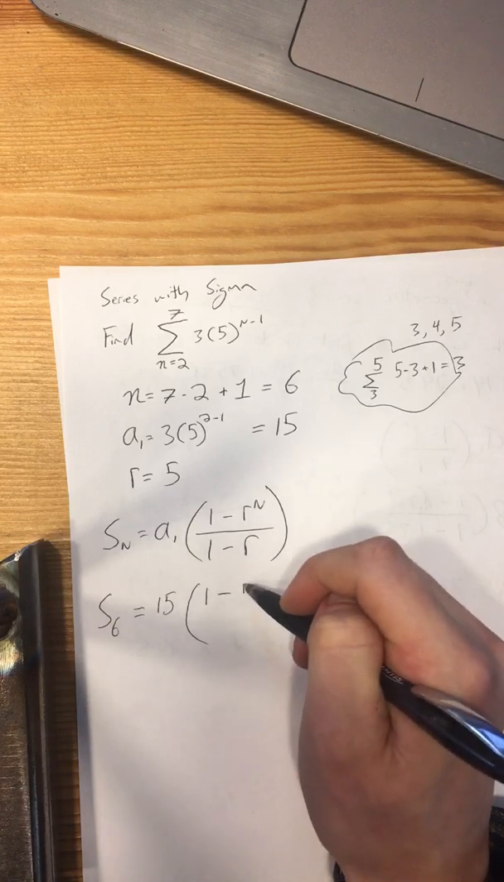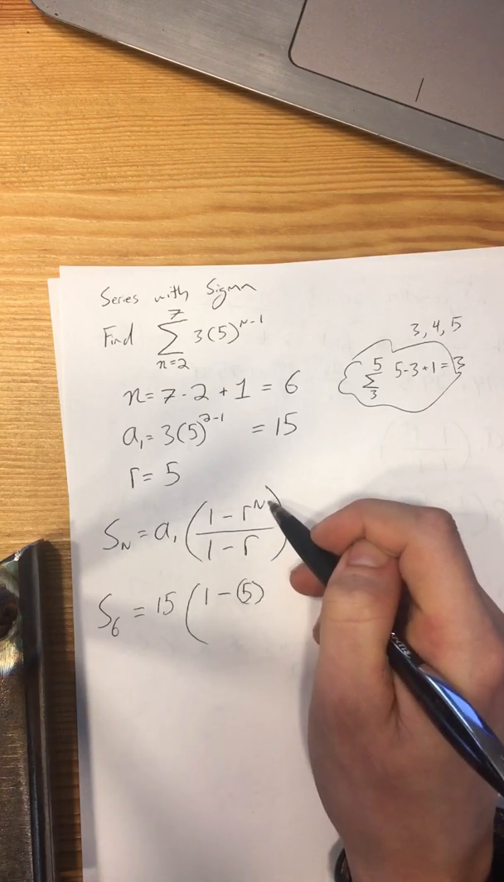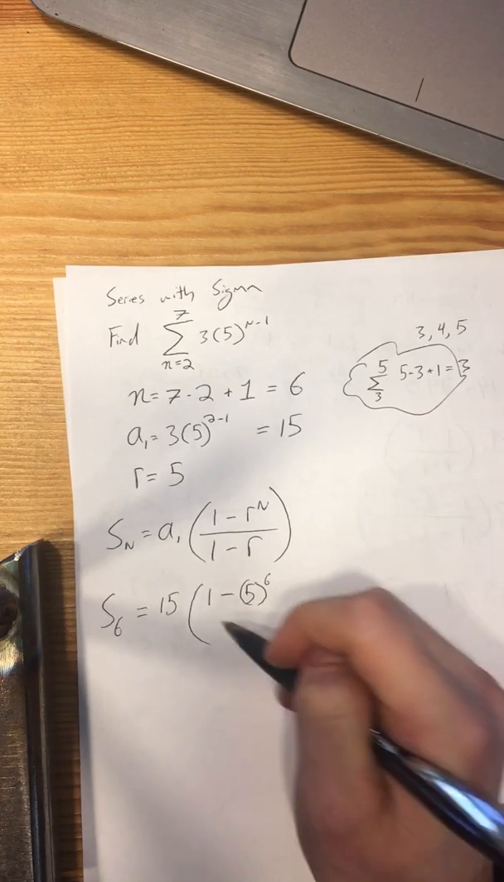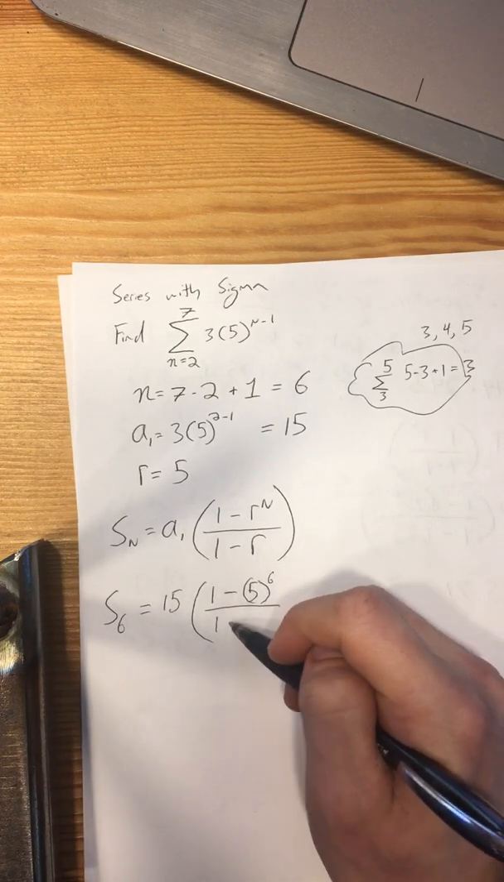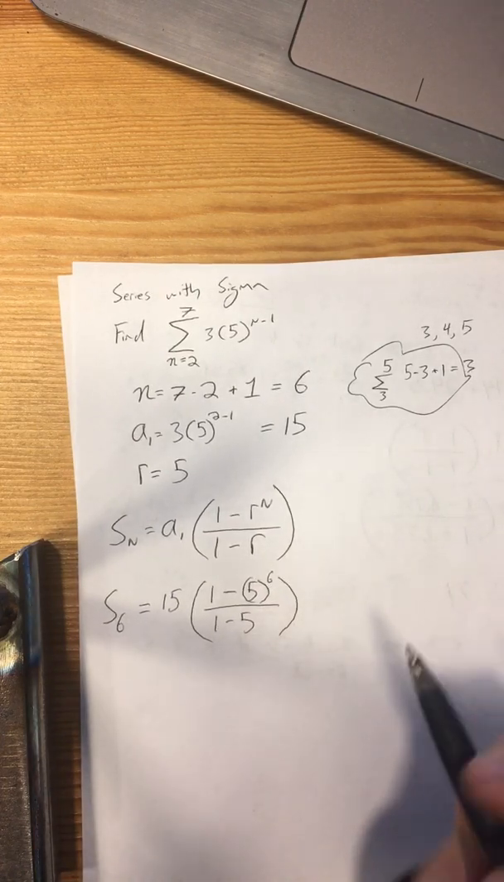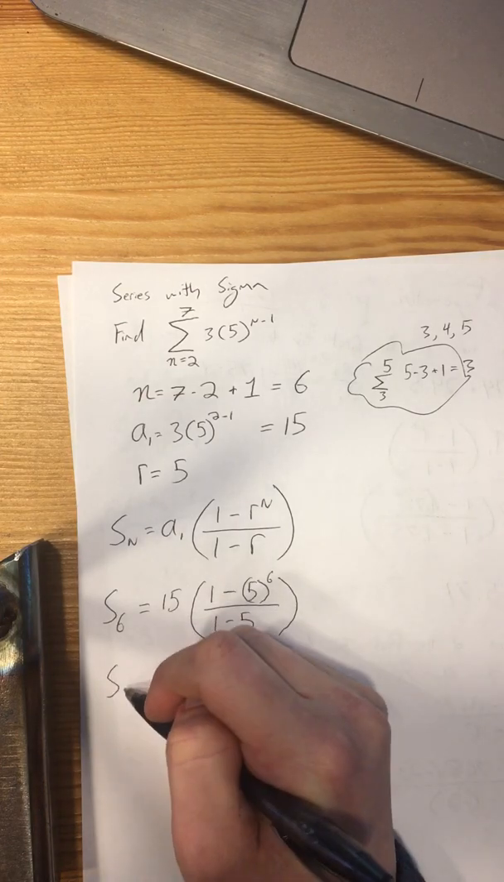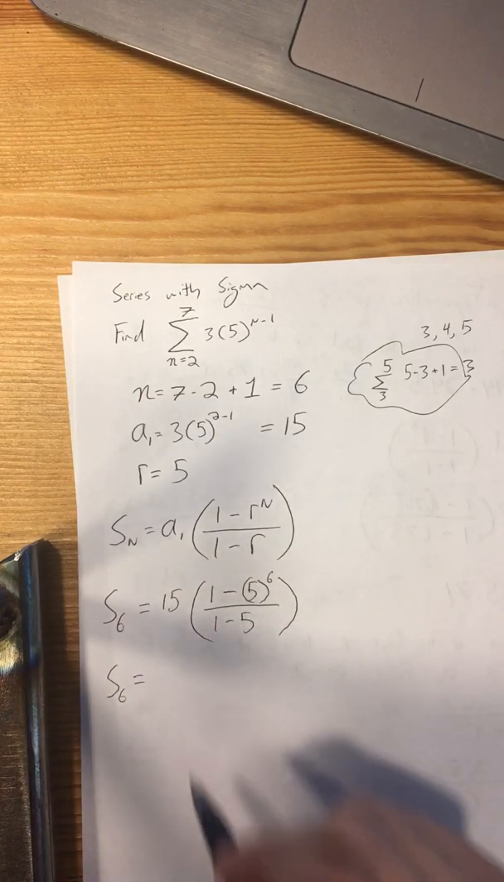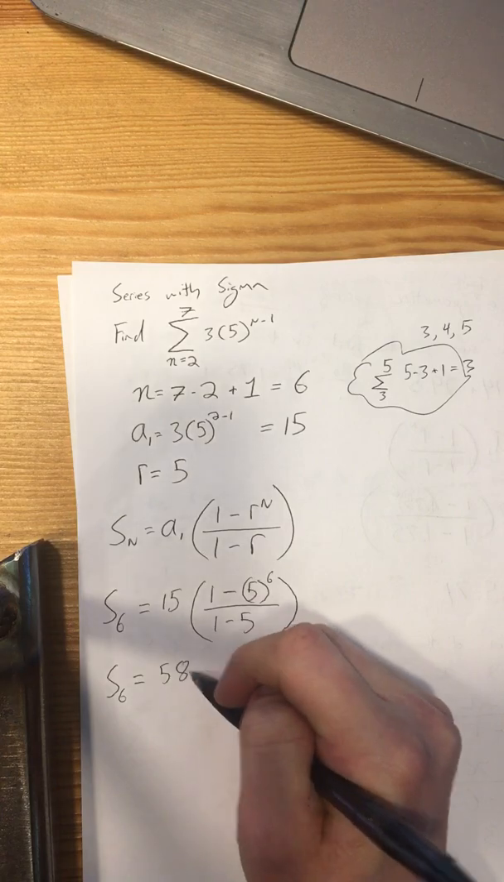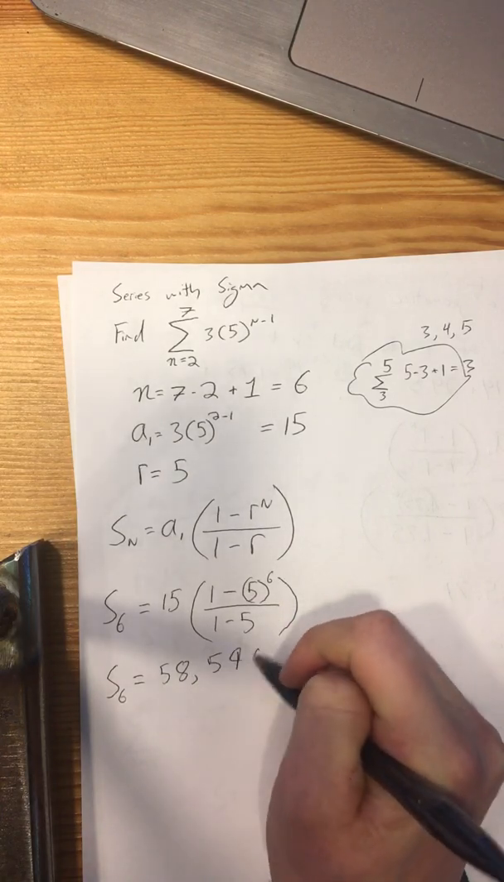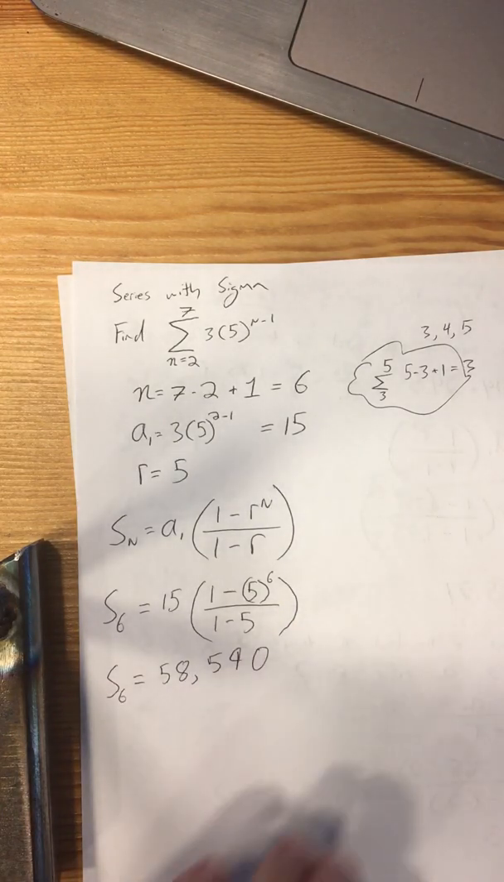1 minus 5. How many terms are there? There's 6 terms. So 5 to the 6th over 1 minus 5. I can rock and roll here, and I see that my answer is going to be huge. It's going to be really, really huge. So S, the sum of the first 6 terms is 58,590. Okay, let's keep moving.